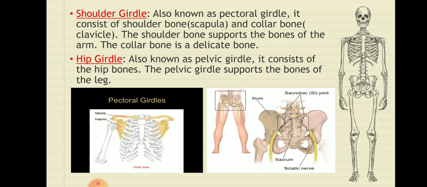Then we'll move on to the next, that is the hip girdle. Now the hip girdle is also known as the pelvic girdle, which is present in the hips. It consists of hip bones. The pelvic girdle supports the bones of the legs. Whatever bones of the legs we have seen, that is the tibia, fibula and femur, are attached to the hip girdle or the pelvic girdle, and it gives support and makes us stand erect on our legs. So this is all the function of the pelvic girdle.